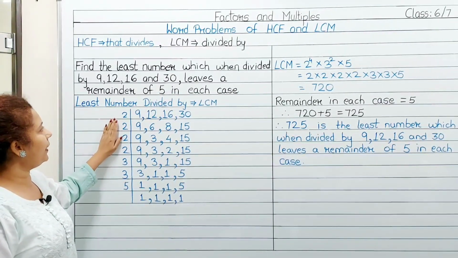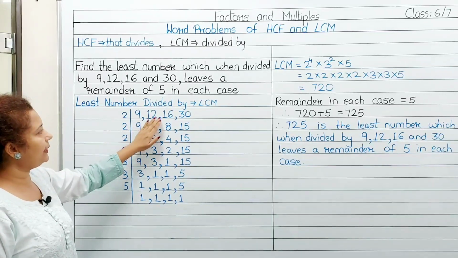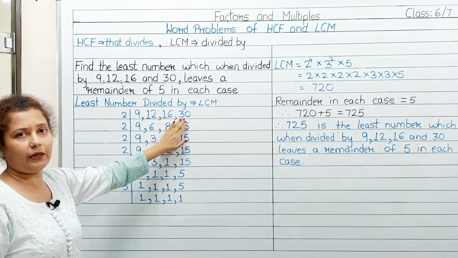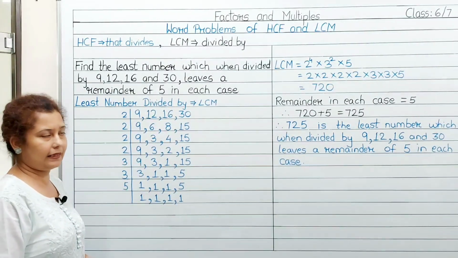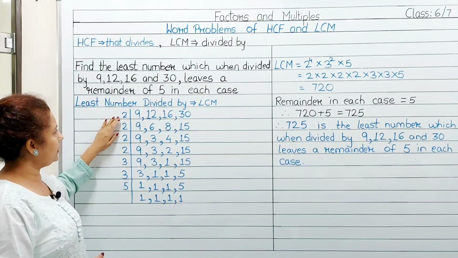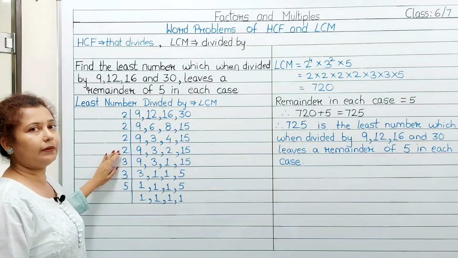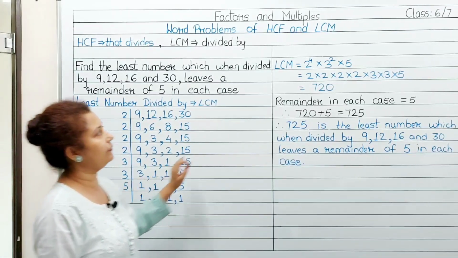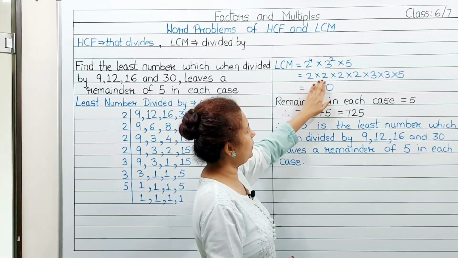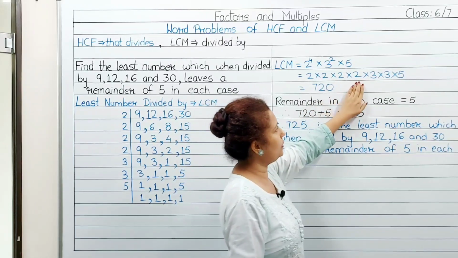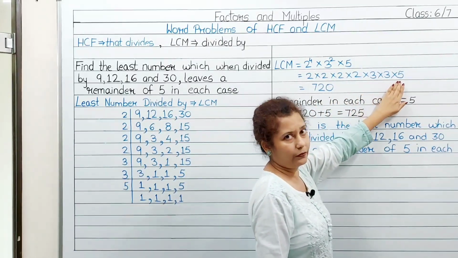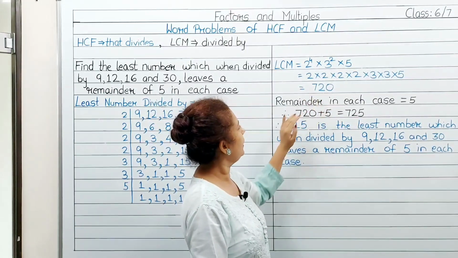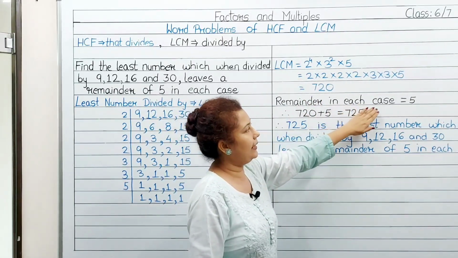So here we will find the LCM of 9, 12, 16 and 30 by common division method. Again, you can use any method to find LCM. So we get the factors 2, 2, 2, 2. That means 4 times 2, 2 times 3 and 1 times 5. So here we will multiply 2 into 2 into 2 into 2 into 3 into 3 into 5 is equals to 720.